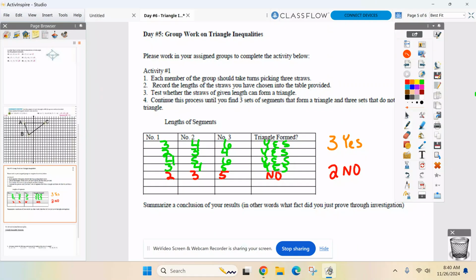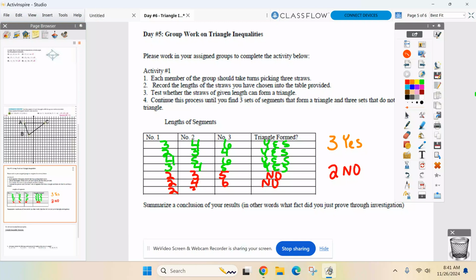I already have 2, 3, 5. Anybody find any other nos that did not form a triangle? Mia, 1, 4, 6. You had a 1 in there. Oh wait, 2, 4, 6. There you go. I was going to say. Yep, that was a no. And anybody have another no? Because there was one more out there. Keating? 2, 3, 6. 2, 3, 6 was a no.